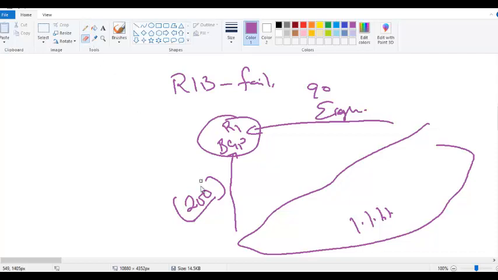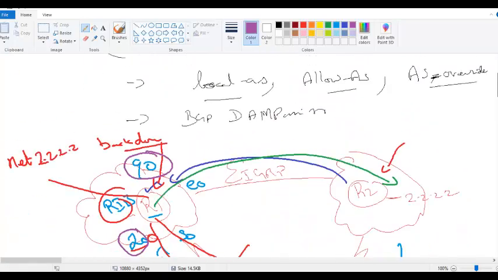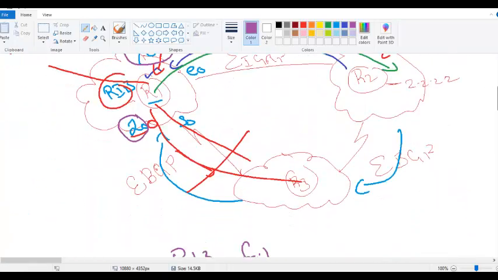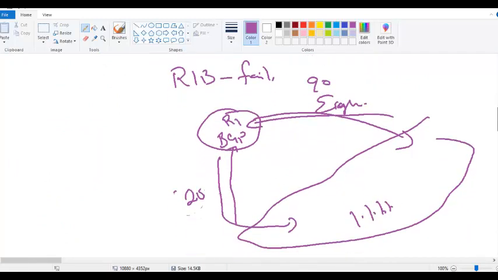But backdoor is the opposite. So the eBGP administrative distance is 20. It will go via eBGP, which you do not like. You want the EIGRP path for some reason. I gave you one example here of why you want to go via the EIGRP path. You may have some other reason also.